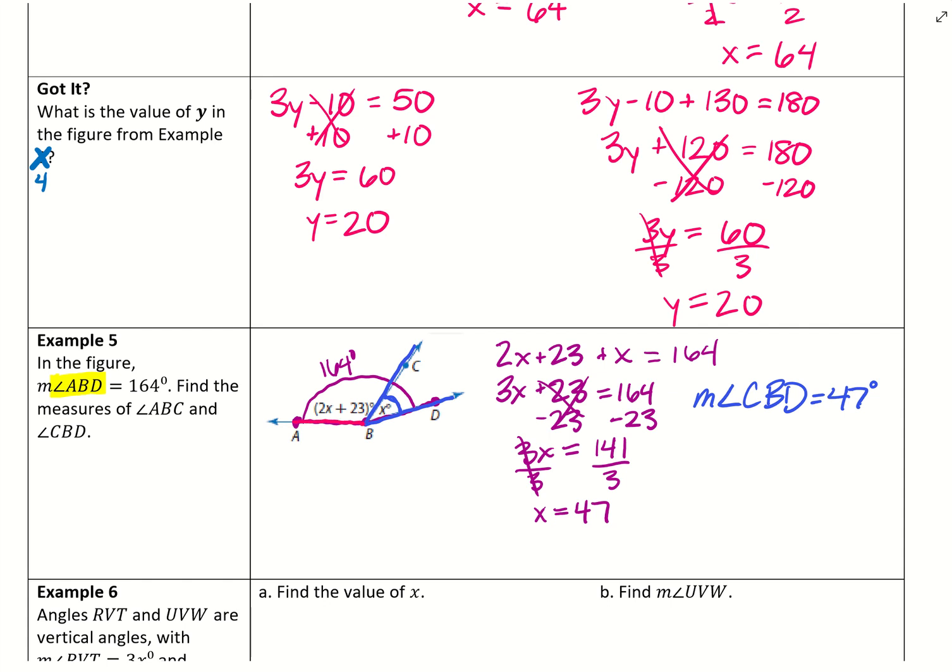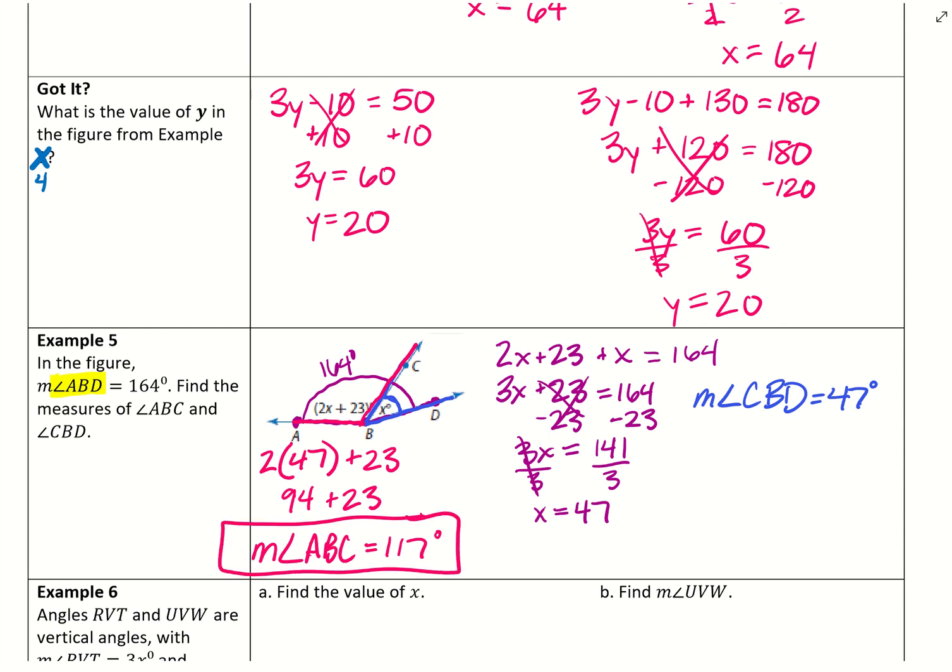All right, and then the other angle I'm looking at is angle ABC. So again, A, B, and then up to C. That angle is 2x plus 23. So I'm going to take 2, and then instead of x, again, just like we did yesterday, plugging in 47 for x, plus 23. 2 times 47 is going to give me 94 plus 23. And then 94 plus 23 is going to give me 117. So I'm going to have measure of angle ABC equals 117 degrees. So these are my two solutions for my angle measures.